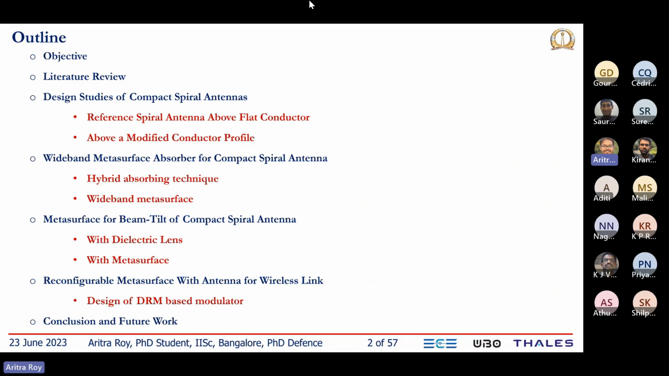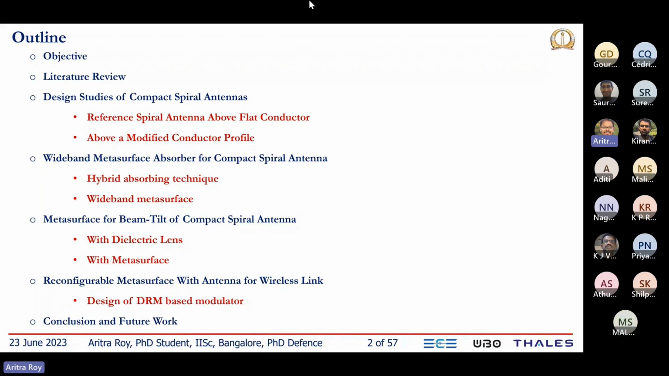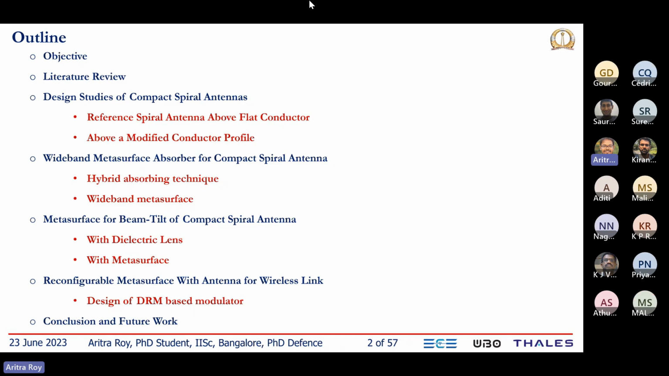So in the first absorbing technique, we used a hybrid absorbing technique. In the second, we used a metasurface based absorbing technique. After that, we tried to tilt the main beam of the compact antenna using two different techniques. First, using a dielectric lens, and second one, using a metasurface. In the last part, I have addressed a wireless link design by using a digitally reconfigurable metasurface based modulator.